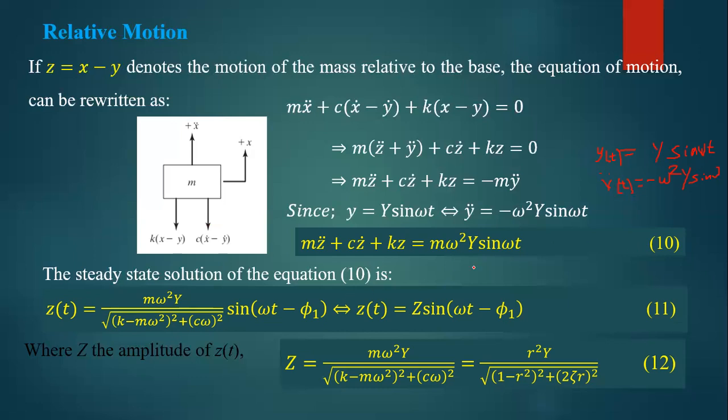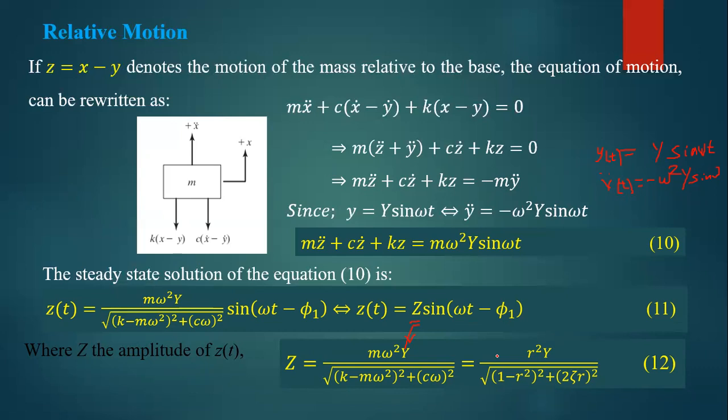And then the solution for z of t is equal to m omega square Y, that means the f naught term, m omega square Y, the whole over radical of (k minus m omega square) the whole square plus (c omega) the whole square, sine of omega t minus phi 1. So this implies z of t is equal to Z sine omega t. So this amplitude Z sine omega t is equal to this equation. This is this relation.